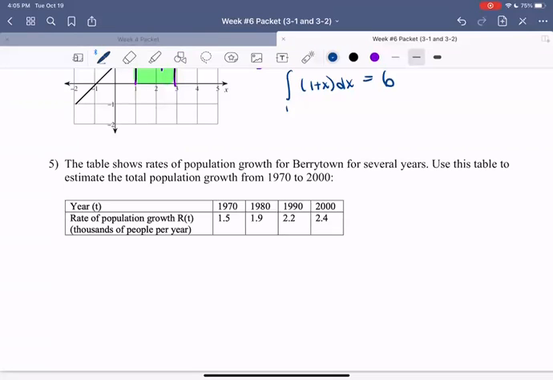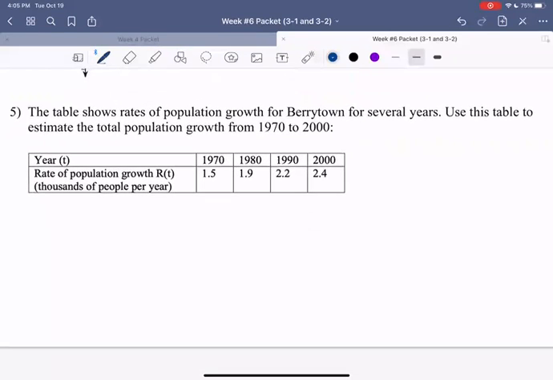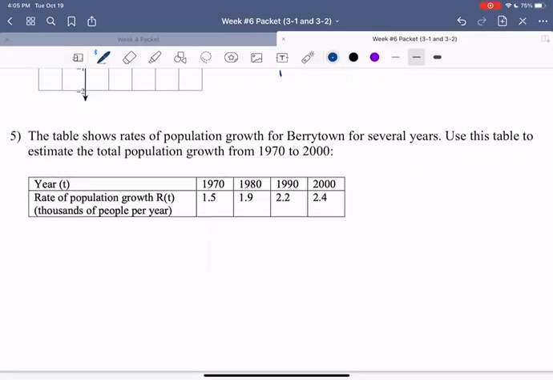In this video, we look at example 5 from section 3.1 on the definite integral. For example 5, it says the table shows rates of population growth for a town, Berrytown, for several years. Use this table to estimate the total population growth from 1970 to 2000.